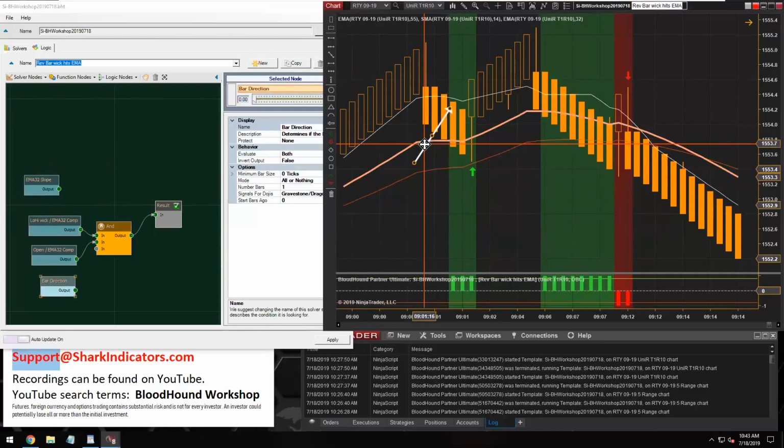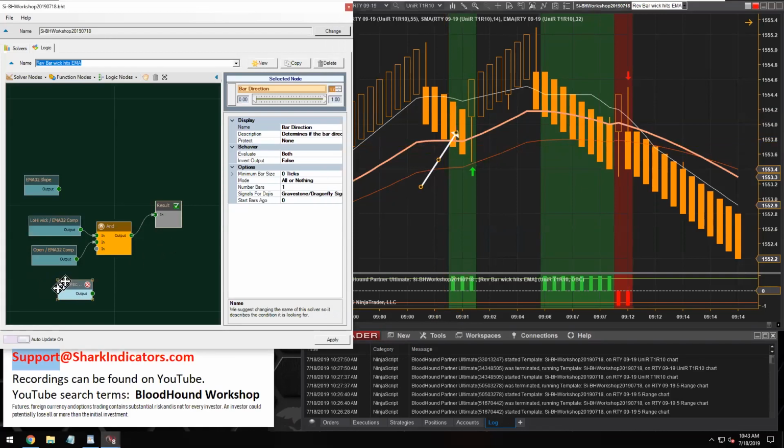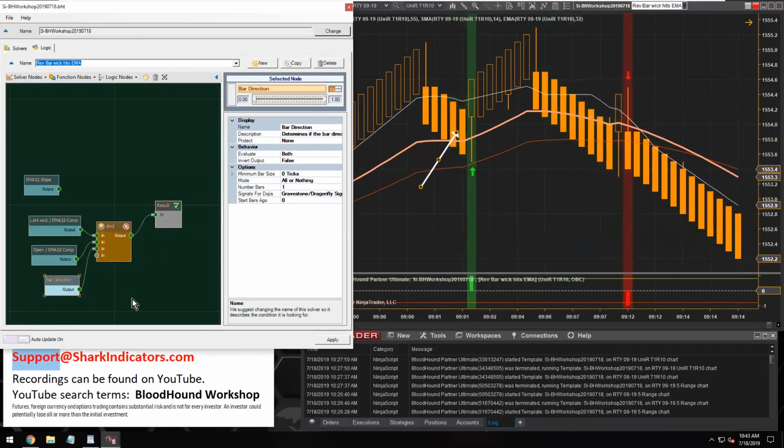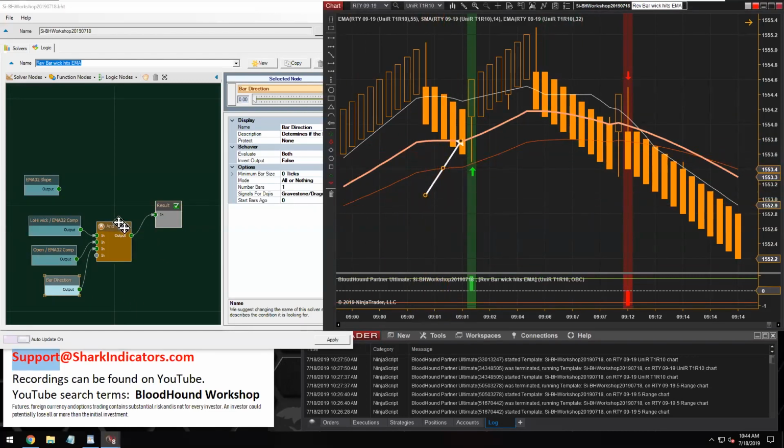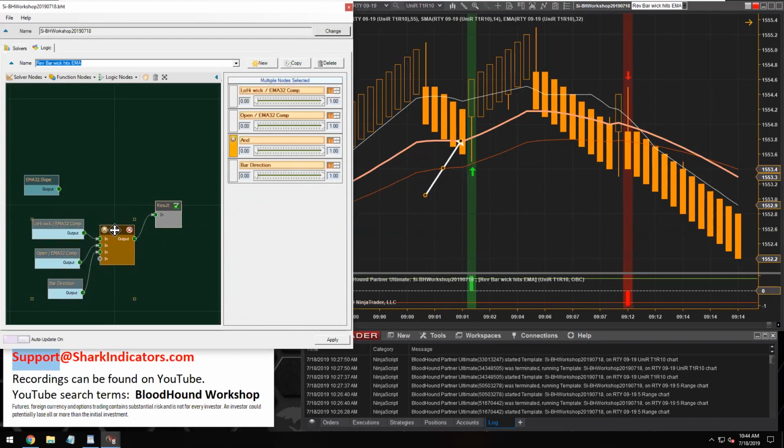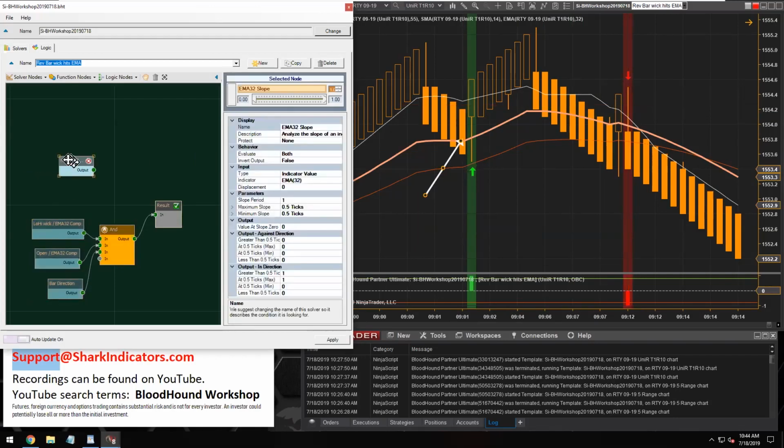Because keep in mind, what's the problem with these three long signals here? Well, these are down bars, and then we have an up bar. So really, we're only wanting the long signal on the up bar. So we want to filter out these down bars. We just take a bar direction solver and connect that in there, and that cleans things up. And again, we're only looking at the Wick condition here. We haven't connected in the slope of the EMA part yet.